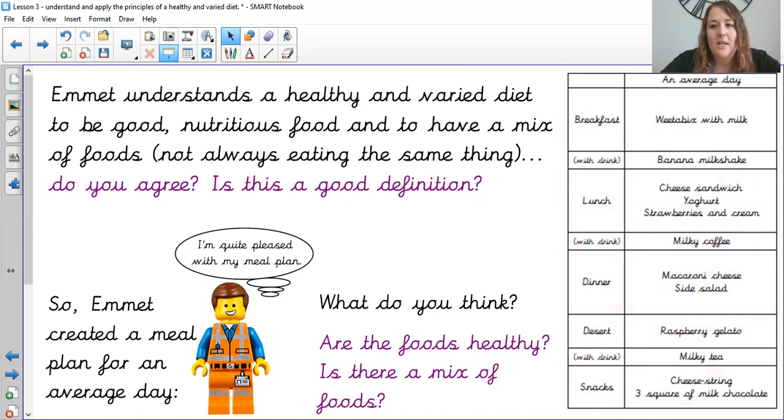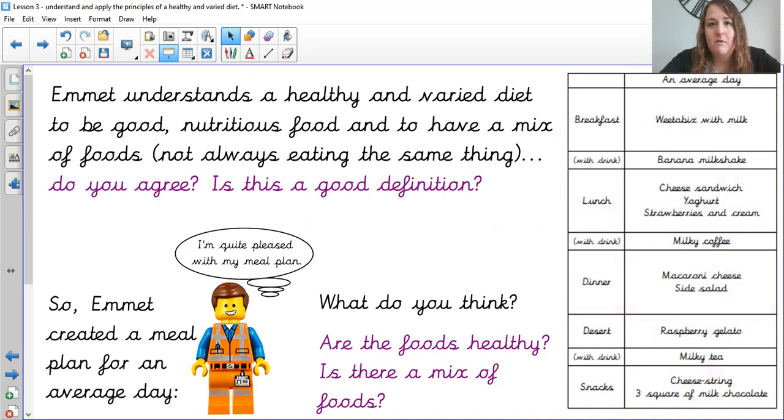Pause the video here and just have a look at that daily meal plan. Again, are the foods healthy, and is there a mix of foods? Okay, hopefully you've had a look, and probably what you're thinking at home, or that you've chatted about if you're in school, is that that doesn't look like a bad meal plan. There's nothing too unhealthy on there for each of the individual meals. He's included drinks with each of them. You've got 3 square meals for your breakfast, lunch and dinner, and a few snacks.